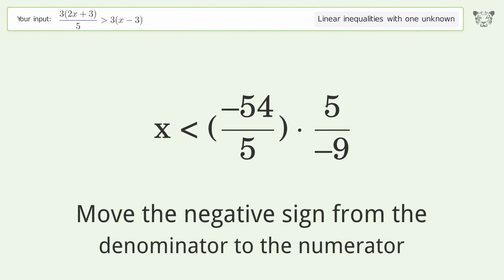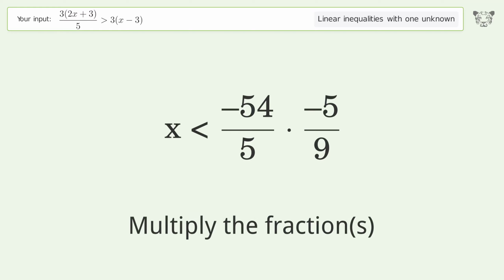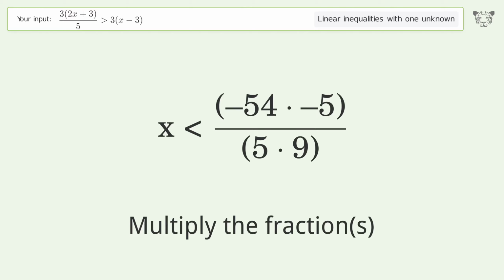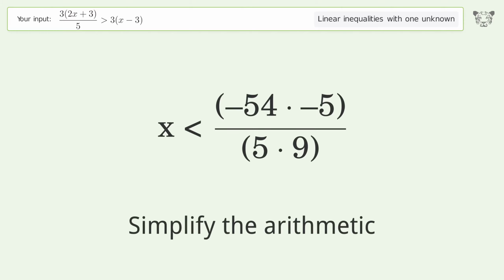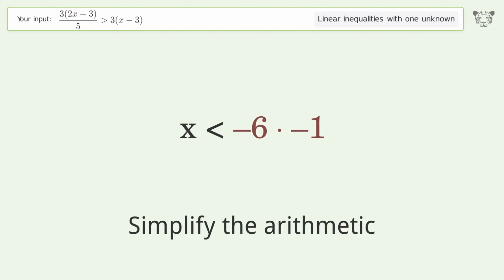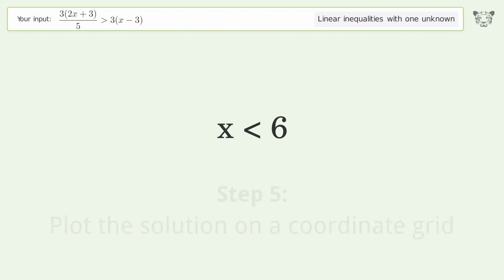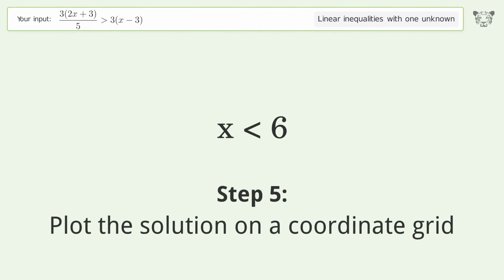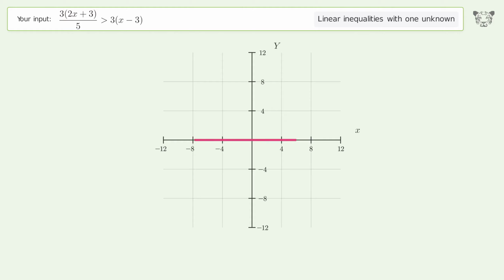Move the negative sign from the denominator to the numerator. Multiply the fractions. Simplify the arithmetic. Plot the solution on a coordinate grid. And so the final result is x smaller than 6.